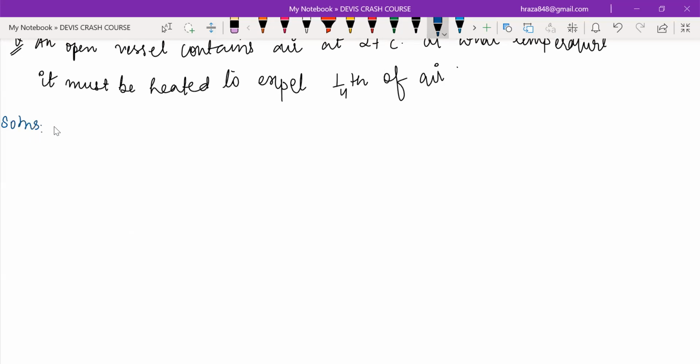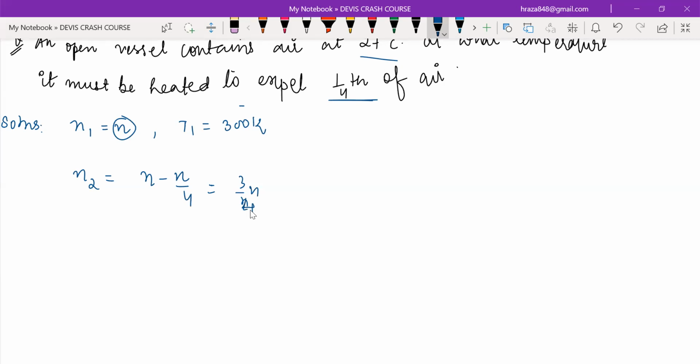Just let me check. An open vessel contains air at 27 degrees centigrade. At what temperature must it be heated to expel one fourth of the air? So you can see, let's say initial moles is n. Are you getting my point? And temperature T1 is 27 degrees centigrade, that means 300 Kelvin. The final moles that remain in the container is n minus n by 4, so this will be 3n by 4. Yes or no? So this is 3n by 4 and T2 we need to calculate.